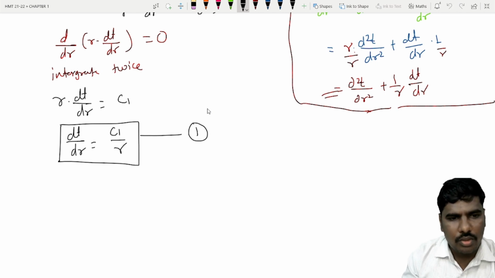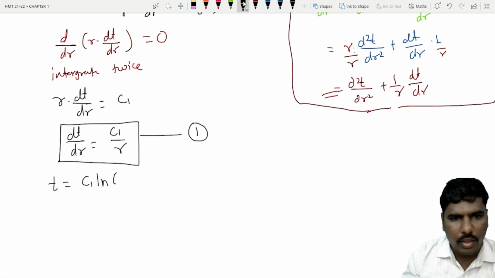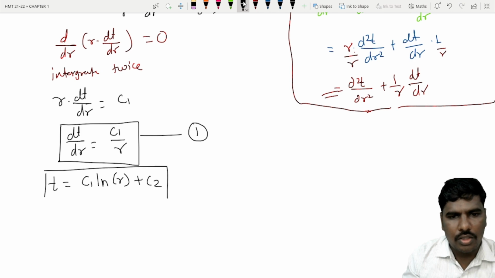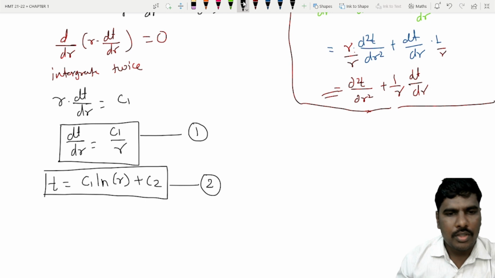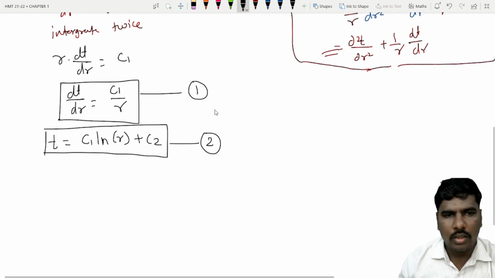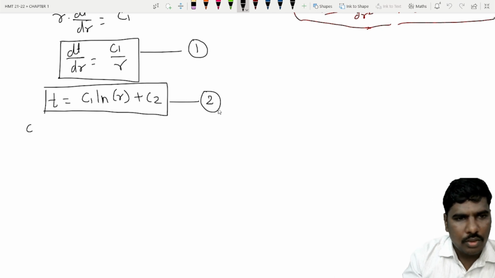Now the second integration. Here it will become t is equal to c1 times 1 upon r integrated, that is nothing but ln r. So here we will take C1 into ln r plus another constant C2. So this is the temperature distribution equation, and I will give it equation number 2. In the temperature distribution equation, C1 and C2 are constants, and the values of the constants are calculated from the boundary conditions.